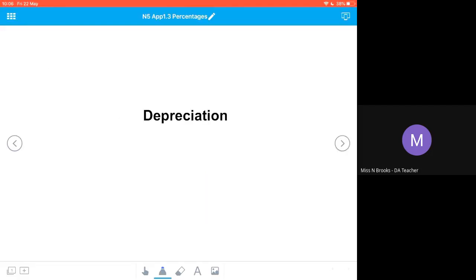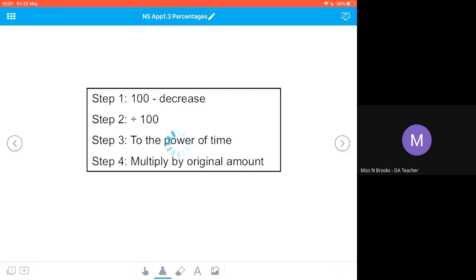Depreciation is when there's a percentage loss over a period of time. So this time we're starting with our 100%, but we're going to decrease it by subtracting the percentage decrease. And then the rest of the steps are exactly the same as they are for appreciation. We're going to divide by 100 to make it into a decimal, take that decimal to the power of the time in the question, and then multiply by the original amount.